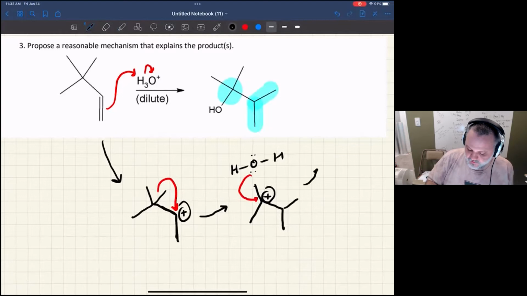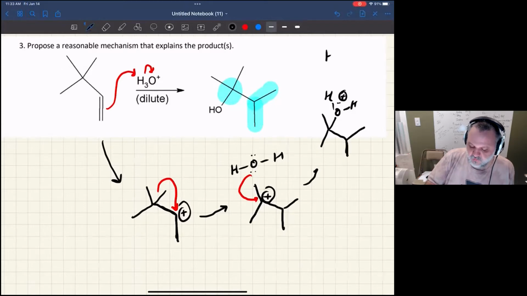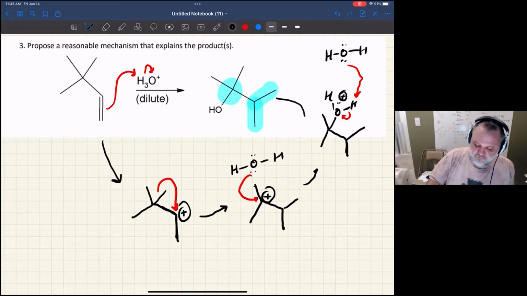And we'll get another intermediate that involves having a water attached. And another water will have to come along finally to do the proton transfer. The acid is catalytic in the sense that the acid reforms. And that's what gets us our product. Okay.